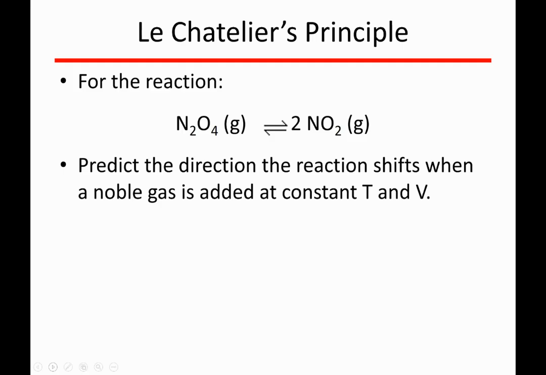To do this, it might be beneficial for us to think about either the K or the Q expression for this reaction. Maybe I'll write the QP expression for this reaction: pressure of NO2 squared over the pressure of N2O4. And if adding the noble gas causes the pressures of N2O4 or NO2 to change, then we would have to have a shift in the equilibrium for this reaction.